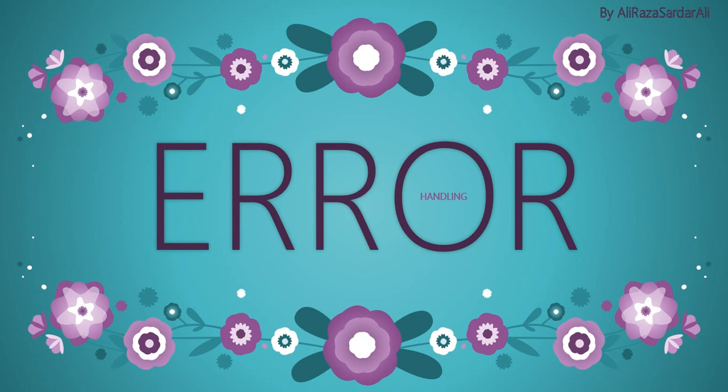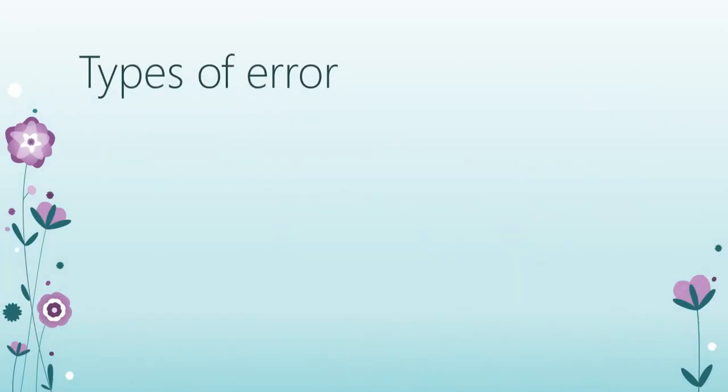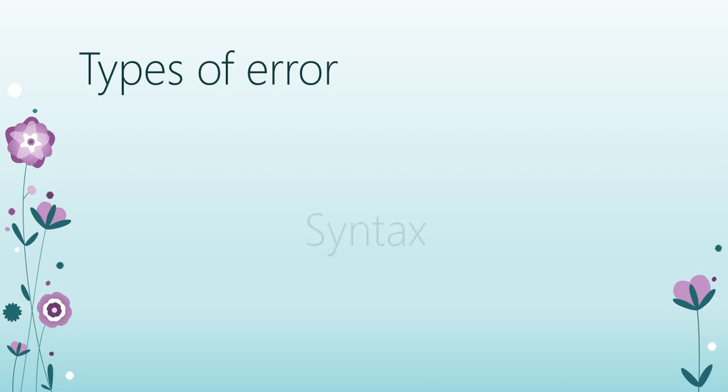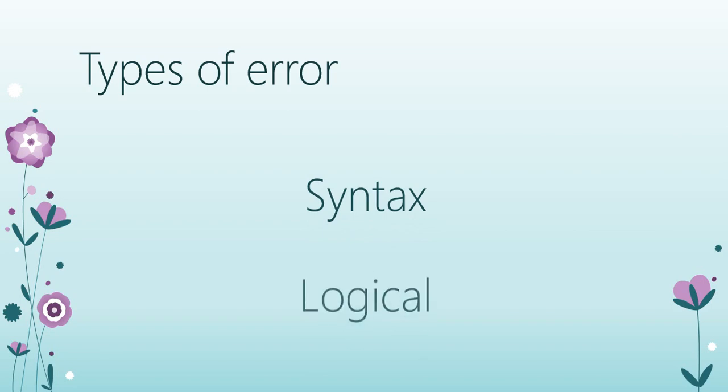Let me first tell you what an error is, how we can resolve these errors, and what types of errors we have. So let's start. The first thing we have to know is the types of errors. We all know the basic definition of an error: an anomaly, or anything that is not normal. Basically, we have two types of errors. The first is the syntactical error and the second is the logical error.